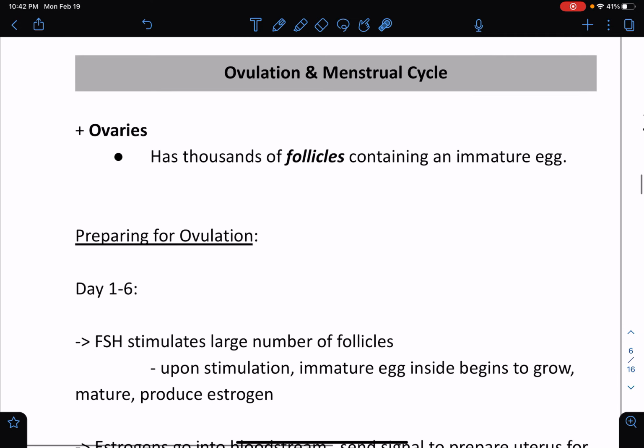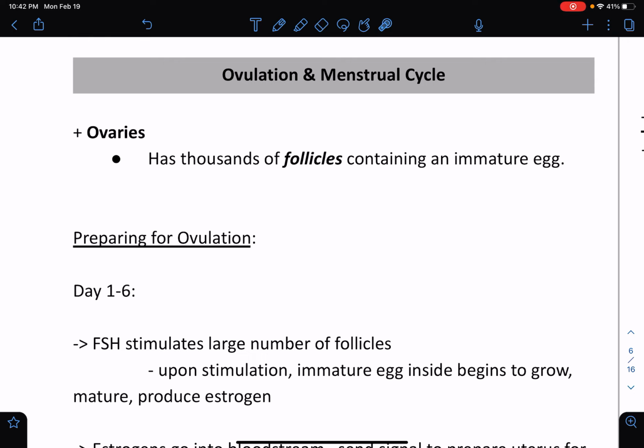Regarding ovulation and the menstrual cycle, so for the ovaries, a woman only has two ovaries. So yeah, again, this is the birth canal, this is the uterus, the fallopian tubes over here. There are only two ovaries. So there are thousands of follicles containing an immature egg. Coming from these follicles, ova arise, or ovums, whatever the plural for ovum is.